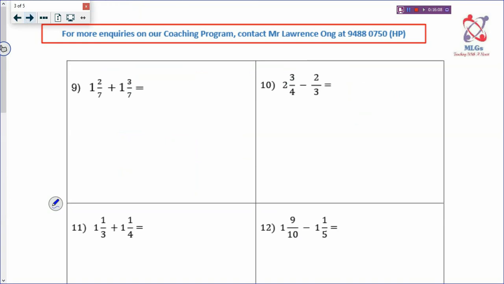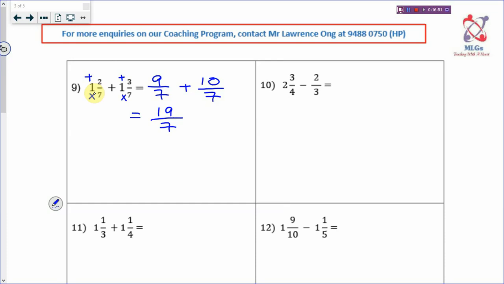Alright, now it gets a little harder already. You have mixed number plus mixed number. So let's look at question number 9. To do that, you can change the mixed number into improper. So if you still remember, 1 times 7, 7, 7 plus 2, that will be 9 over 7. Then do the same thing with the other mixed number, 1 times 7, 7, then 7 plus 3, that will be 10 over 7. Okay, got it? So you change the mixed number into improper, and then check to see the denominators are the same, right? They are the same. Then you add the fractions together, 19 over 7.